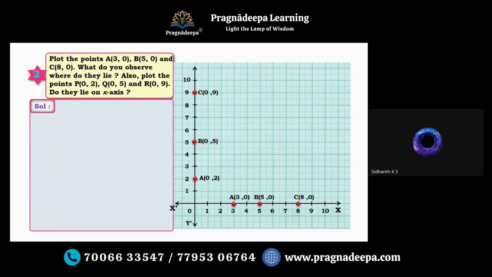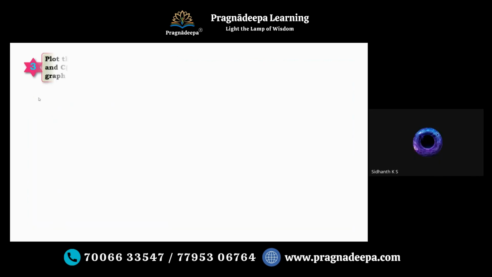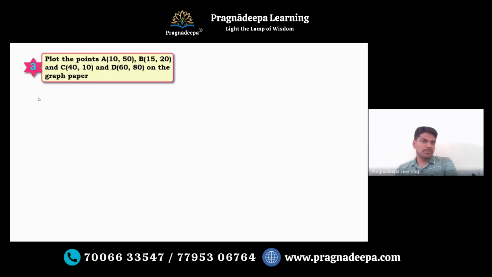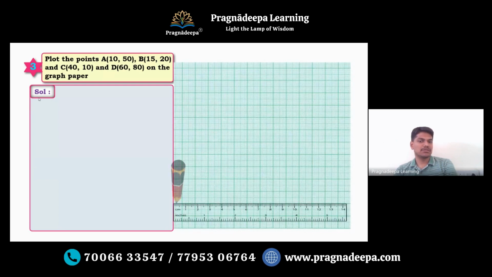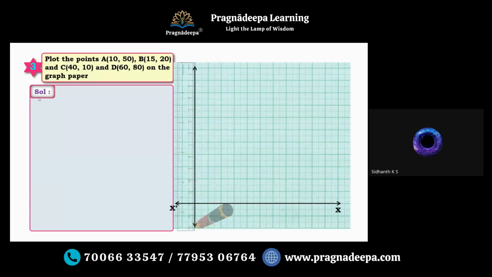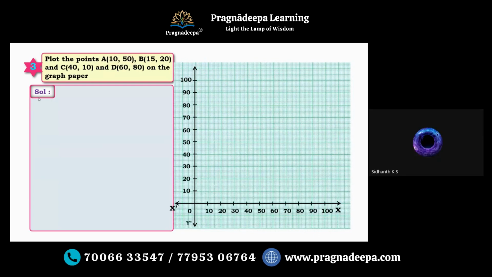Yes, sir. Okay, shall we go further? Yes, sir. The same question. Plot the points on the graph paper. Now tell me what points you have. Sir, A, B, C, D, sir. Read the A, B, C, D complete. Sir, A is (10, 50), B is (15, 20), C is (40, 10), and D is (60, 80).